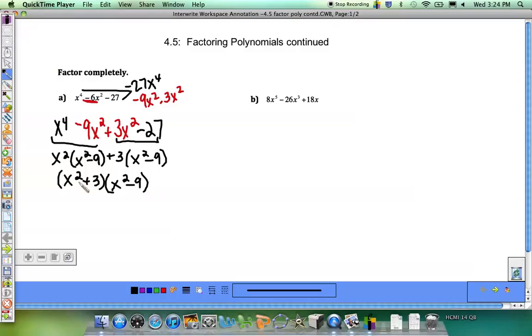And then x squared plus 3 does not factor any further, but x squared minus 9 is a difference of two squares. X squared minus 3 squared. So you're actually going to use the square pattern on that one. It would be x plus 3, x minus 3. So your final answer would be x squared plus 3 times x plus 3 times x minus 3.